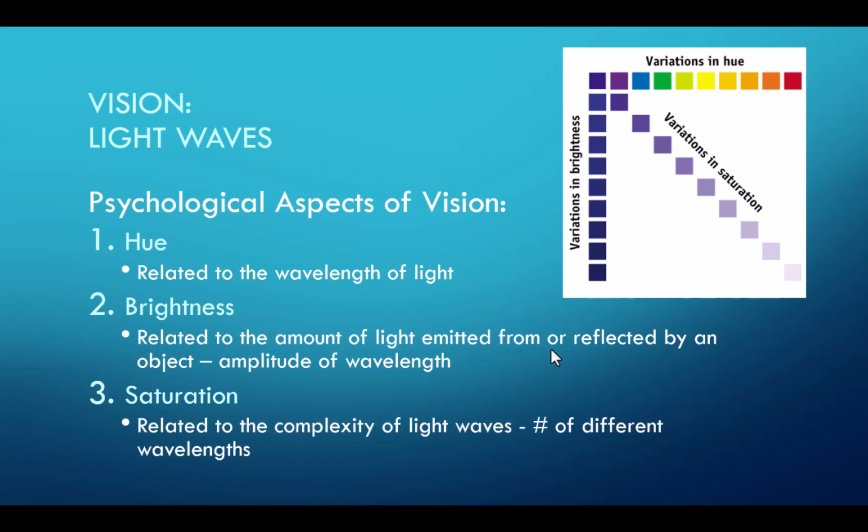Saturation is related to the complexity of the light waves, or the number of different wavelengths. So if the light is pure and contains only one wavelength, it's saturated. Typically, we see a mixture of wavelengths, which results in colors that are duller and paler than the saturated ones. And so this is showing you variations in brightness, variations in hue, and variations in saturation.